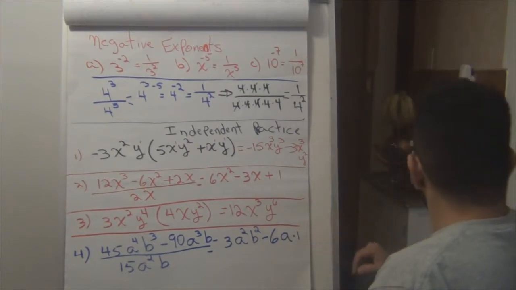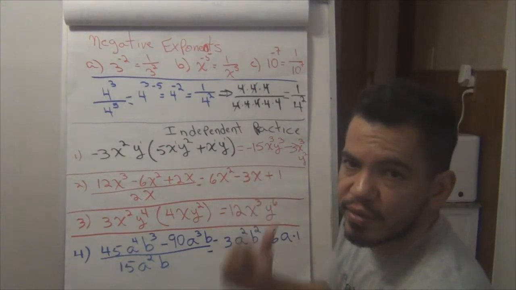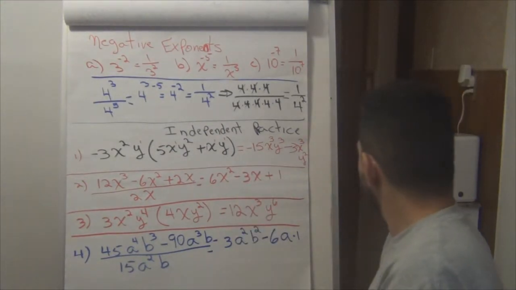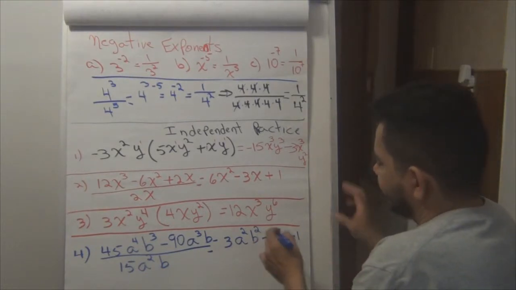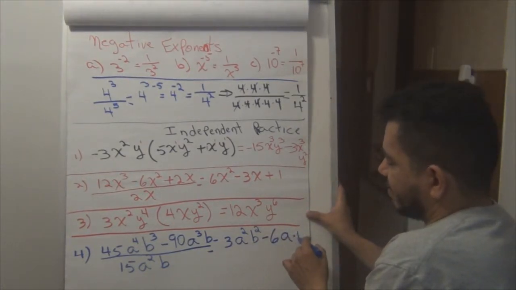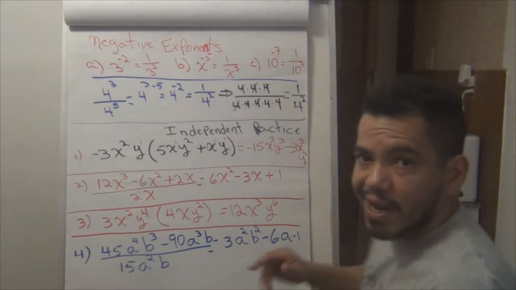Times 1. Oh my god, my dog just went crazy. Kobe. No. Okay. So 6a times 1 is 6a. You see what I gotta go through?